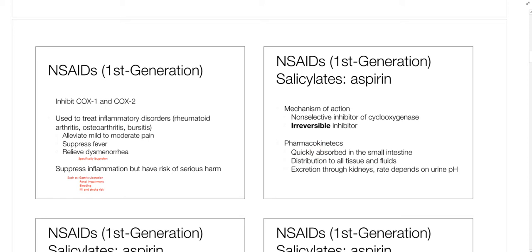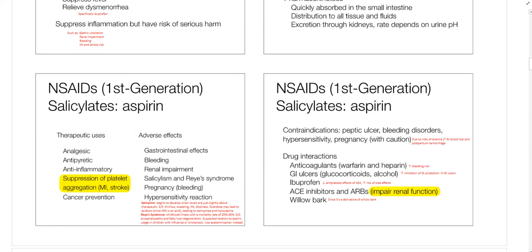So the pharmacokinetics: it's quickly absorbed. It's distributed to all different tissues and fluids, and excretion is through the kidneys depending on the urine pH. That'll come in handy in a little bit with overdose. So we're going to be using this for pain, as an analgesic; for fever, as an antipyretic; for inflammation, as an anti-inflammatory; and specifically for aspirin, suppression of platelet aggregation to prevent MI and stroke, and a little bit for some cancer prevention in the colon and rectum.